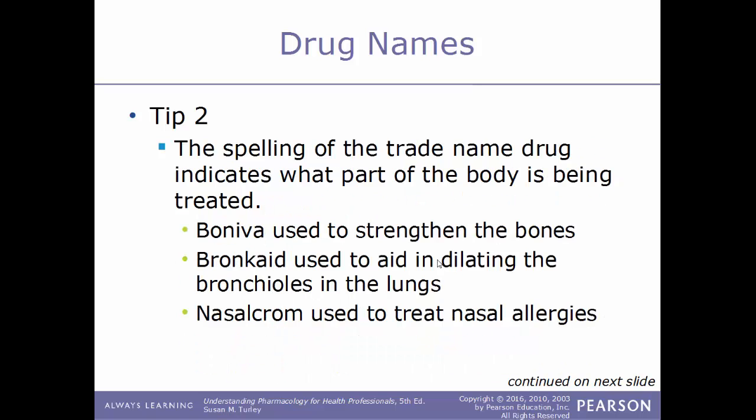Tip number 2, the spelling of the trade name drug indicates what part of the body is being treated. Boniva is used to strengthen bones, so bone, Boniva. Bronchaid is used in dilating the bronchioles in the lungs, so Bronchaid, bronchioles. Nasal Crom is used to treat nasal allergies. So the trade name gives you a good clue on what is being treated.